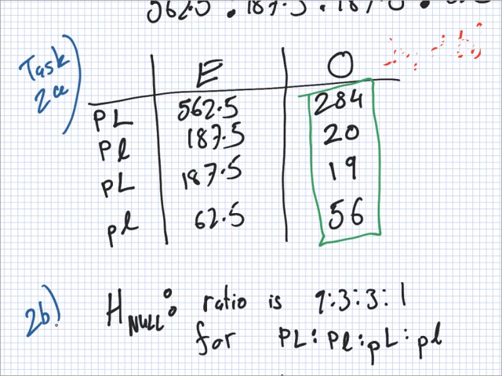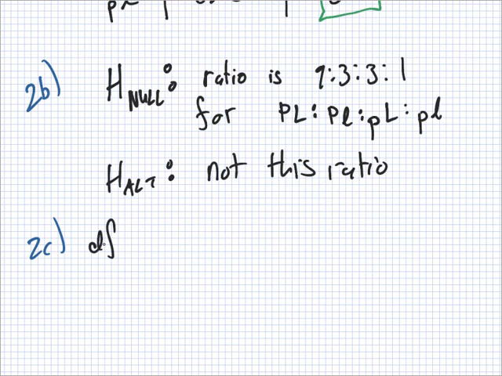In this one here, what would it be? Number of rows minus 1 times number of columns minus 1. So it would be 4 minus 1, which is 3, times 2 minus 1, which is 1. So the degrees of freedom here, the DF, is 3. Yeah?